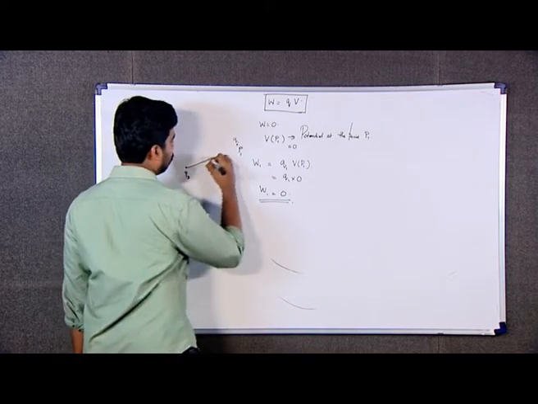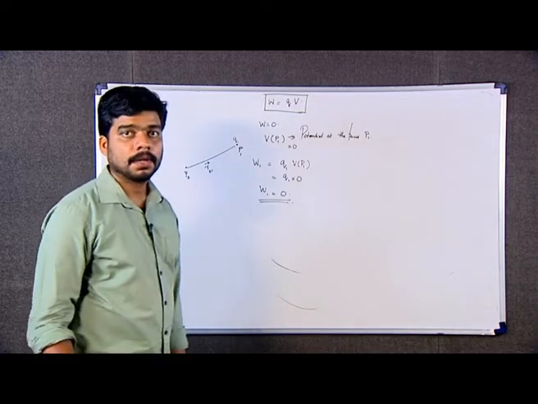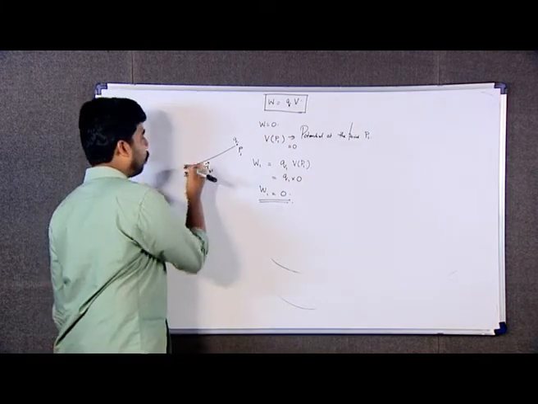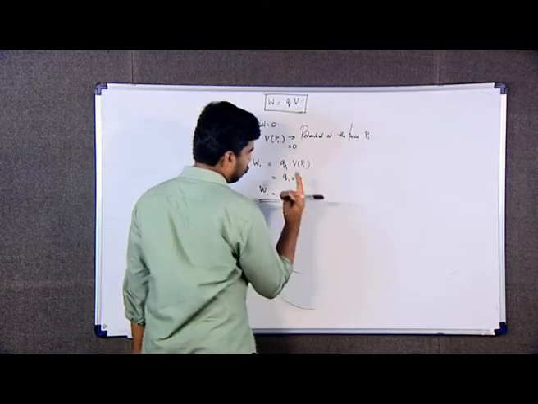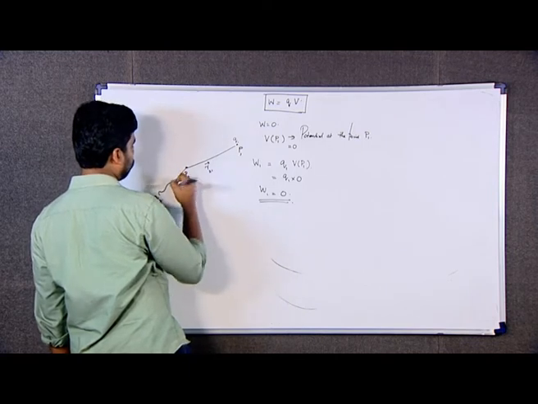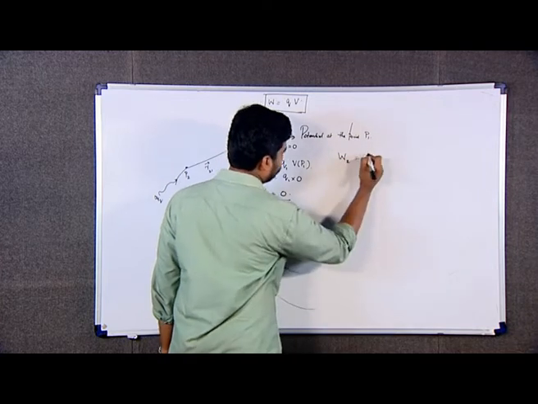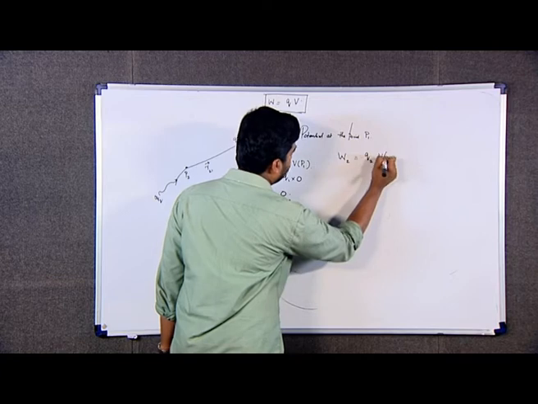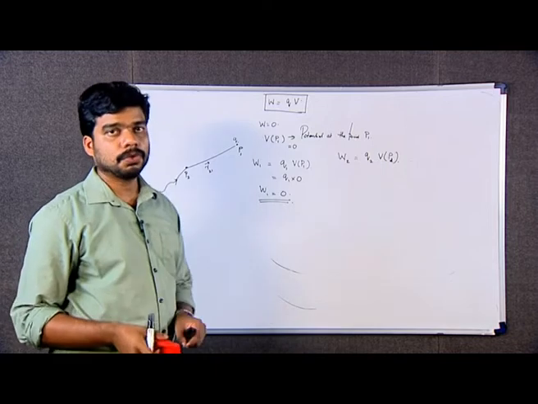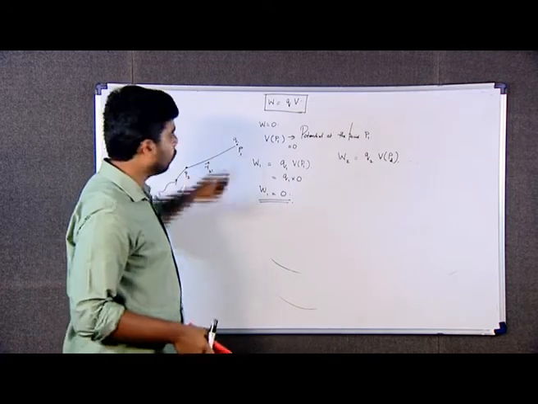What is the position vector? I will represent the position vector as the vector R21. What is the work done to bring a charge Q2 to the point P2? I should do a work which is equal to W2, which is equal to Q2 into the potential at the point P2. Is the potential at the point P2 0? No. The potential at the point P2 is not 0 because there is a charge at P1.